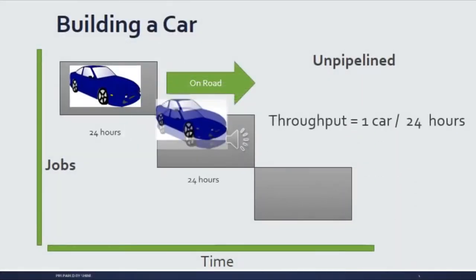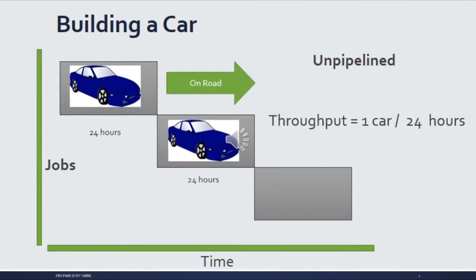Let's take an example of an unpipelined car factory. Here every worker is working on the same car, and after 24 hours one car is on the road. That means throughput is 1 car per 24 hours.